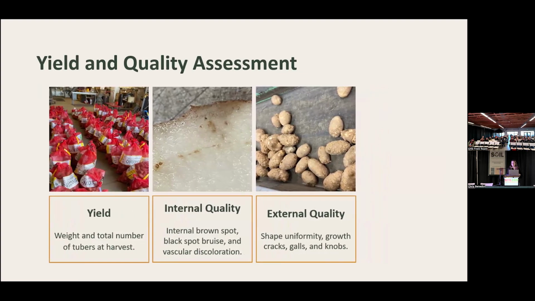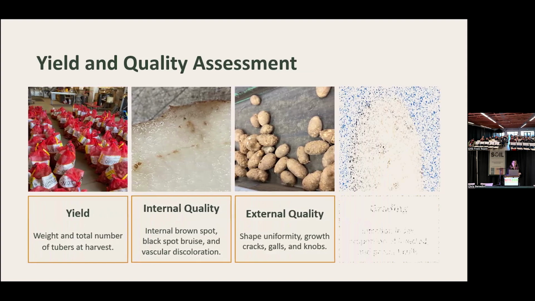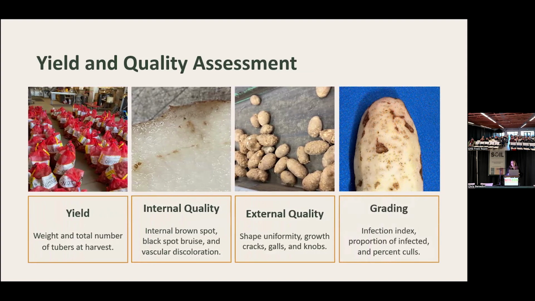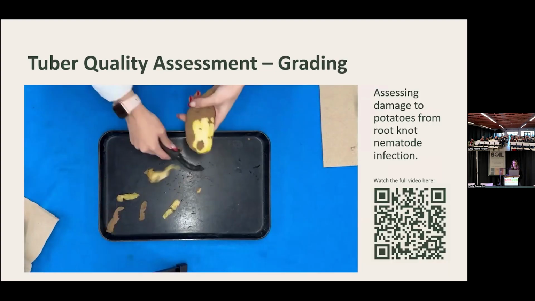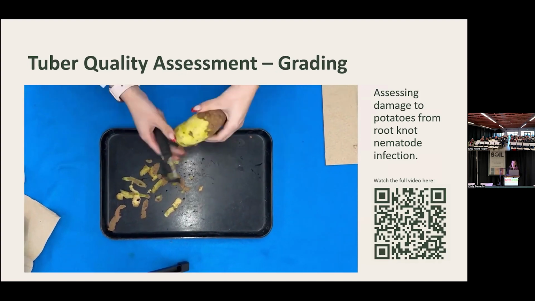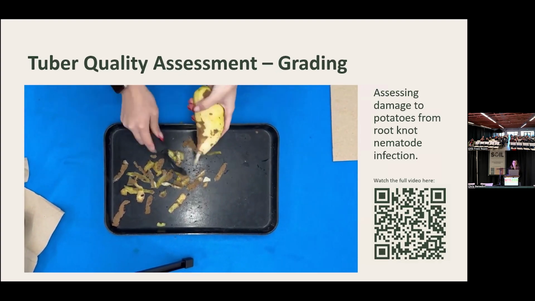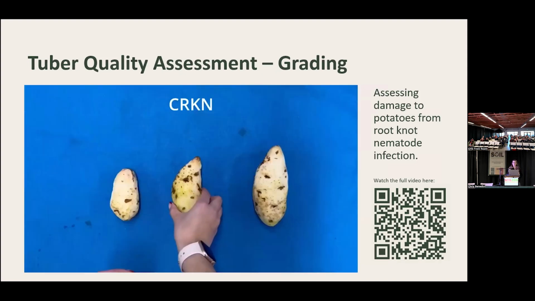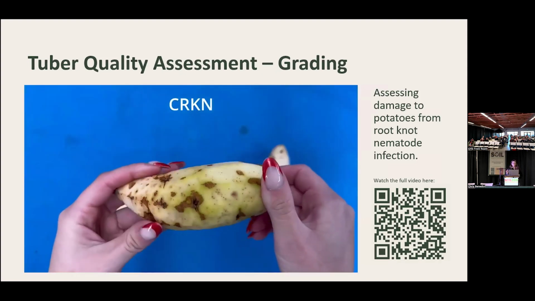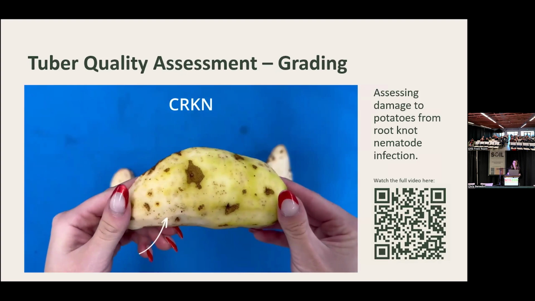So far, that was only part of the story of what I have been looking at. After harvest and assessment of yield and internal and external quality, a subset of 10 potatoes from each group is stored for about 3 months to mimic storage and processing of your standard potato. At which point we grade them for infection index, proportion of infected tubers, and percent culls. This grading process is done by lightly peeling the potato and then counting the number of infections that you see, these small brown spots that will be pointed out with the arrows on the screen. I have a QR code that takes you to the full-length YouTube video that we made if you're more interested in this process.